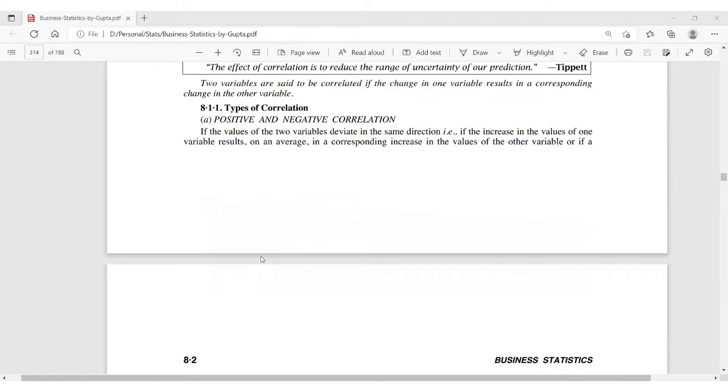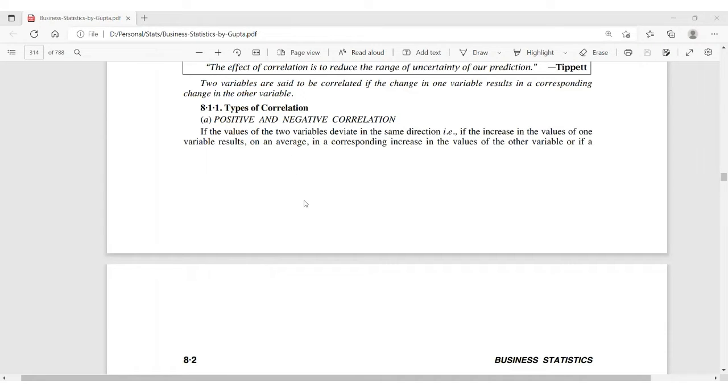Types of correlation. The first one is positive and negative correlation. If the values of two variables deviate in the same direction, then it is called positive. If it is in the opposite direction, then it is negative. Fine. So positive and negative, same direction.